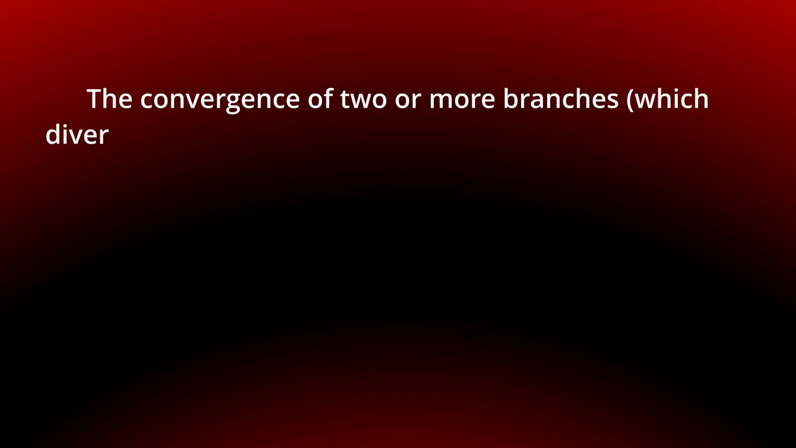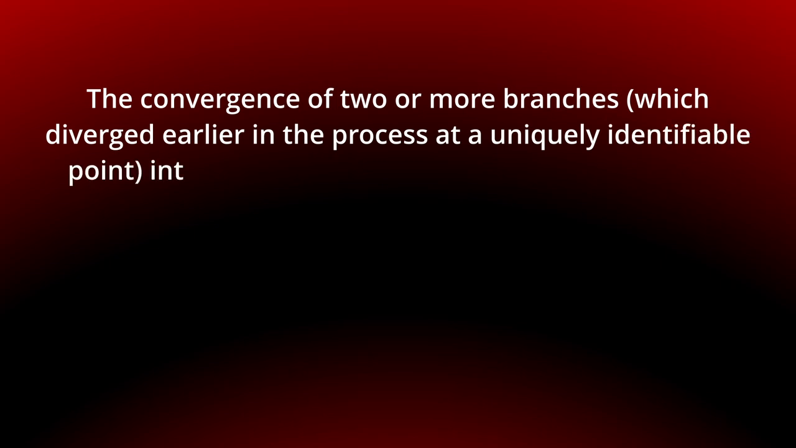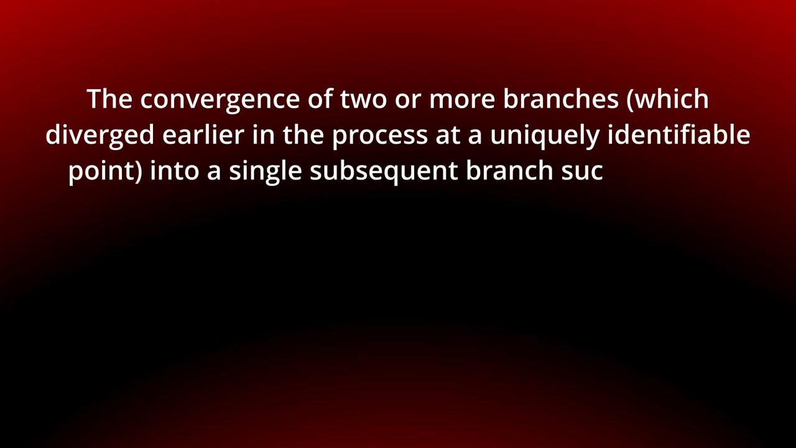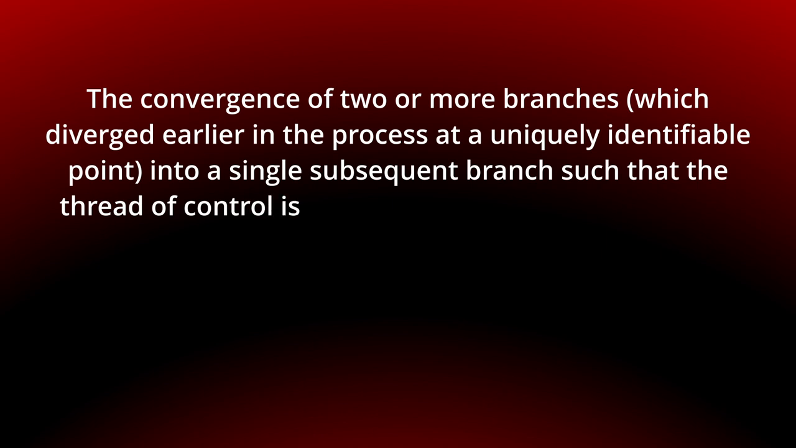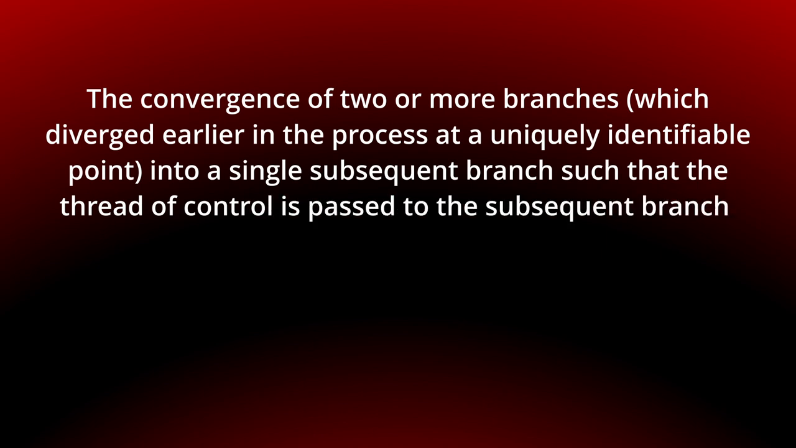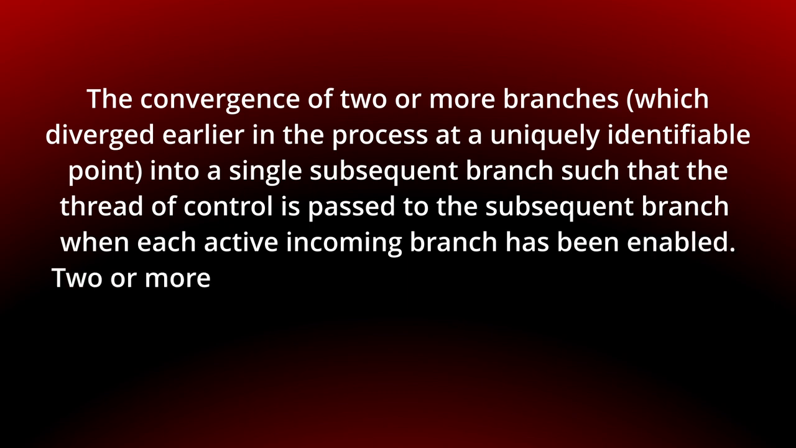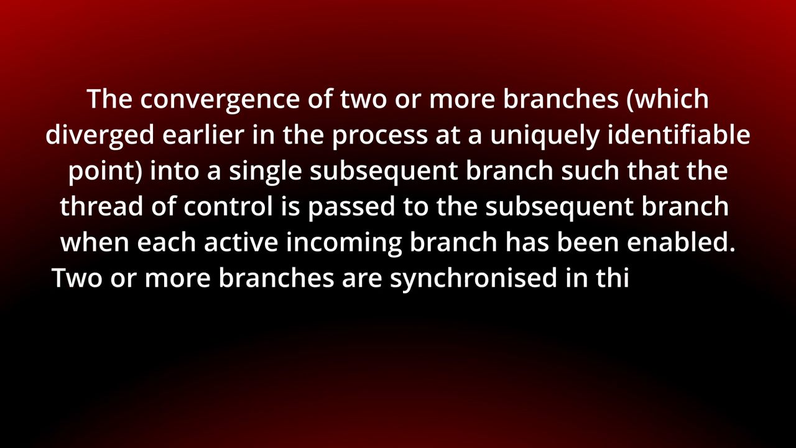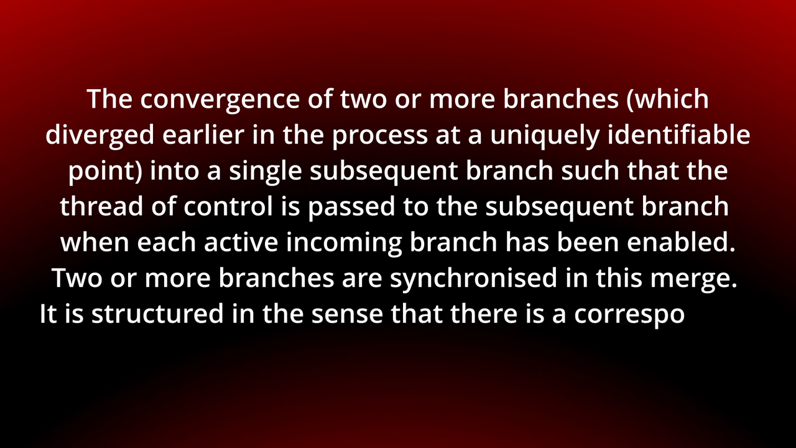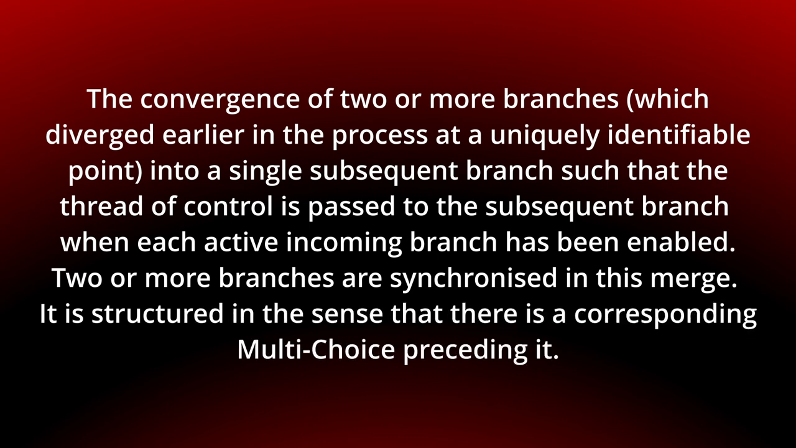Today we look at the structured synchronizing merge. The convergence of two or more branches, which diverged earlier in the process at a uniquely identifiable point, into a single subsequent branch, such that the thread of control is passed to the subsequent branch when each active incoming branch has been enabled. Two or more branches are synchronized in this merge. It is structured in the sense that there is a corresponding multi-choice preceding it.